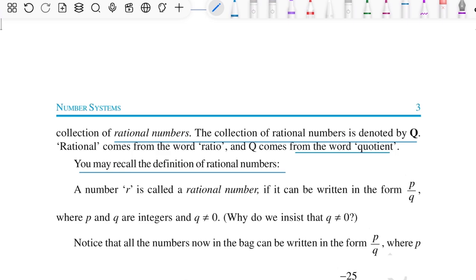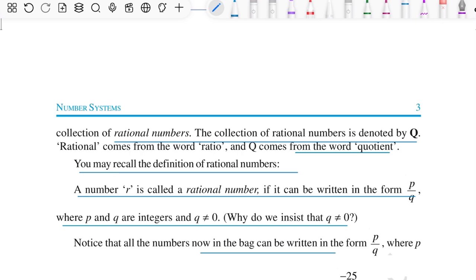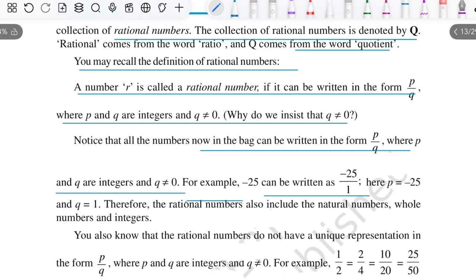You may recall the definition of rational numbers. A number r is called a rational number if it can be written in the form p by q, where p and q are integers and q is not equal to 0. Why do we insist that q is not equal to 0? Notice that all numbers now in the bag can be written in the form p by q, where p and q are integers and q is not equal to 0. For example, minus 25 can be written as minus 25 by 1. Here p is equal to minus 25 and q is equal to 1. Therefore, rational numbers also include the natural numbers, whole numbers and integers.